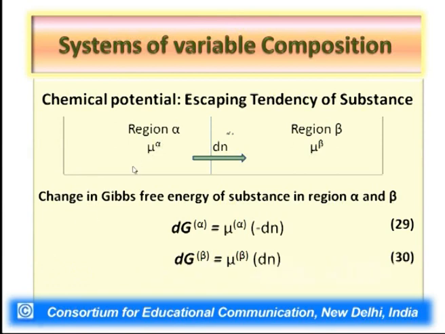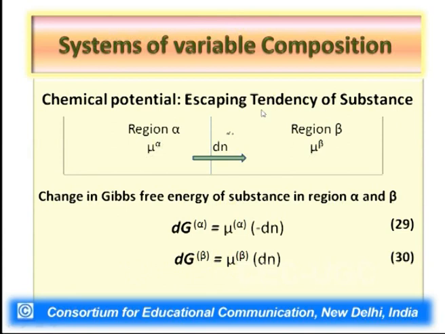Having said this, now it is time to understand one more aspect of chemical potential. According to G.N. Lewis, he has coined another term for chemical potential, that is the escaping tendency of a substance. On what basis did he coin this term?